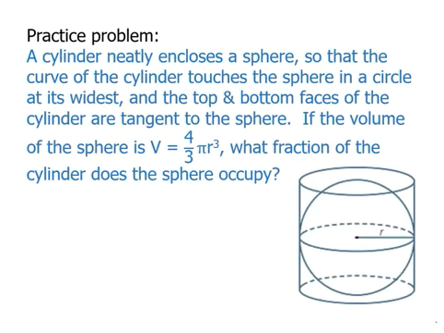Okay, a cylinder neatly encloses a sphere so that the curve of the cylinder touches the sphere in a circle at its widest, and the top and the bottom faces are tangent to the sphere. So in other words, wrapped around, the cylinder fits snugly around the circle, and in fact they're touching right around here, where the sphere is its widest. And then there's a point of tangency at the top and the bottom where the top of the can and the bottom of the can exactly touch the sphere. So if the volume of the sphere is 4 pi r cubed, what fraction of the cylinder does the sphere occupy?